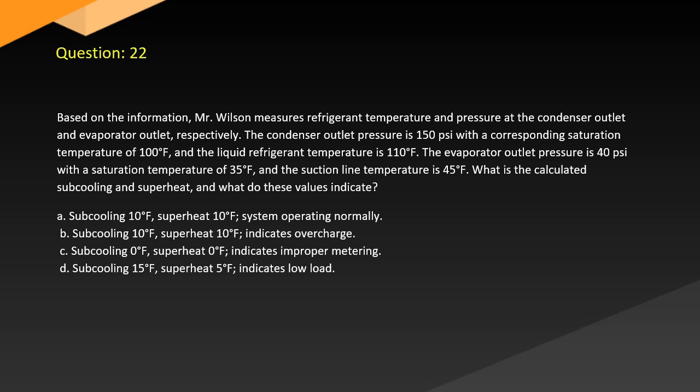A. Subcooling 10 degF, superheat 10 degF: the system is operating normally. B. Subcooling 10 degF, superheat 10 degF indicates overcharge. C. Subcooling 0 degF, superheat 0 degF indicates improper metering. D. Subcooling 15 degF, superheat 5 degF indicates low load.